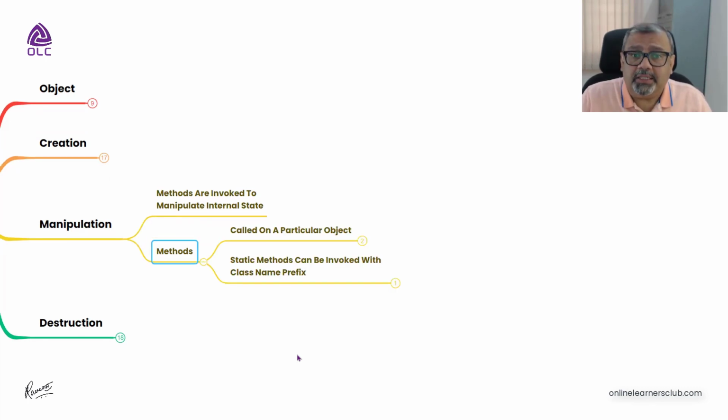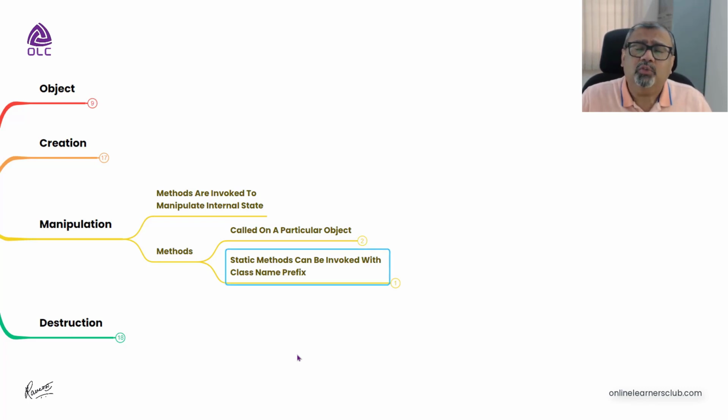So what are the methods basically used for? They are called on a particular object. I cannot invoke the method of another object directly by referencing that particular variable. If I am referencing a Rectangle object, for example, I can invoke the methods only of the Rectangle class. If I am referencing a Student object, I can invoke the methods of the Student class only.